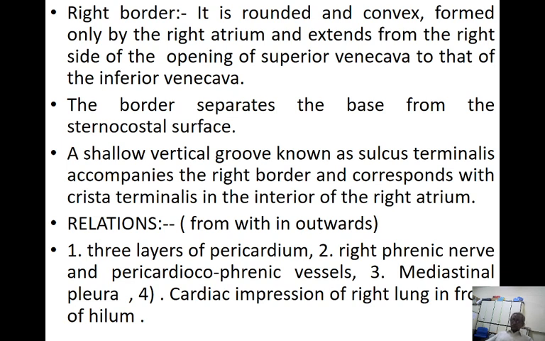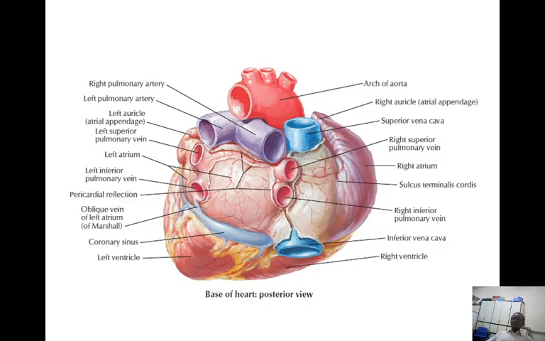mediastinal pleura, cardiac impression of the right lung. So here we are showing the right border. See, the right border of the superior vena cava, the right atrium, and the right border of the inferior vena cava. This forms the right border. By the side of the right border, we have the sulcus terminalis, which corresponds to the crista terminalis in the right atrium interior.